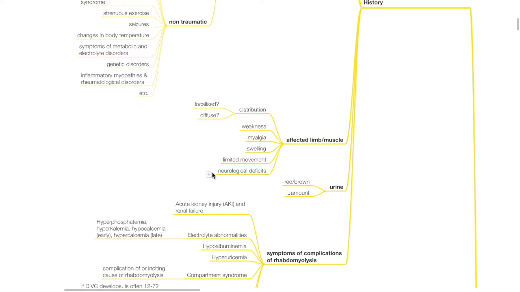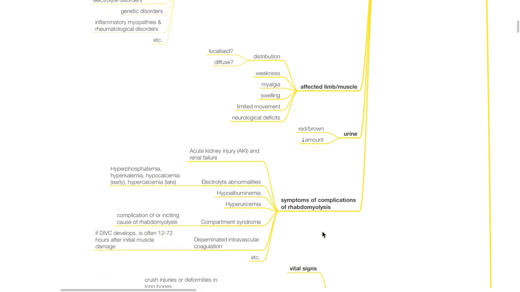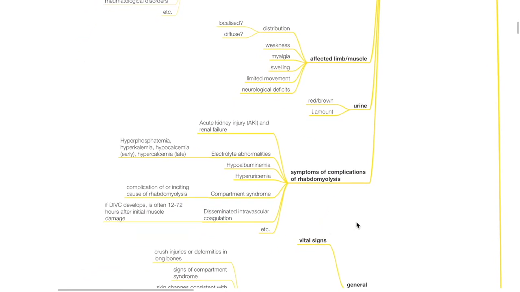Regarding the affected limb or muscle, take note of the distribution. Is it localized or diffuse? Take note of weakness, myalgia, swelling, limited movement, and neurological deficits. The urine may be red or brown, and there may be oliguria. Symptoms of complications of rhabdomyolysis may be present, such as AKI, electrolyte abnormalities, compartment syndrome, DIC, etc.